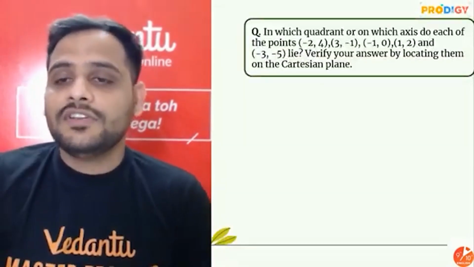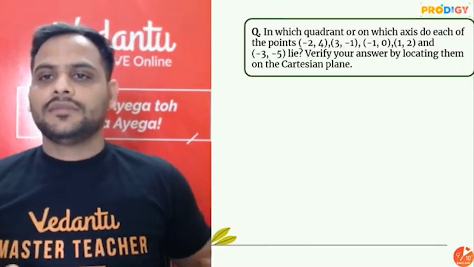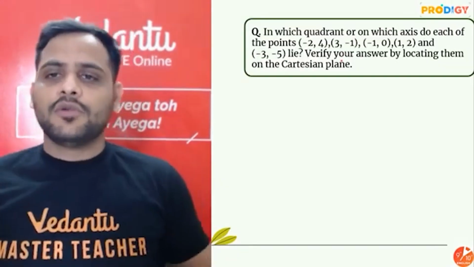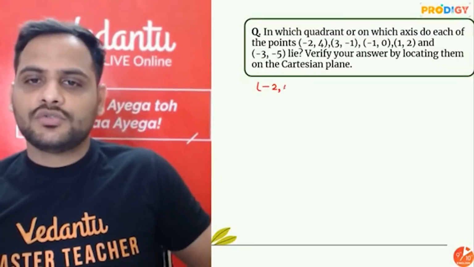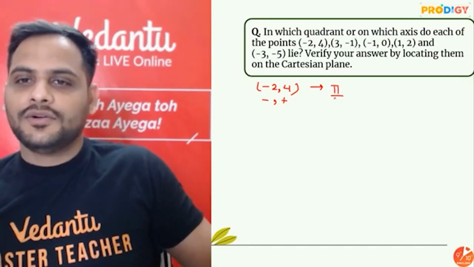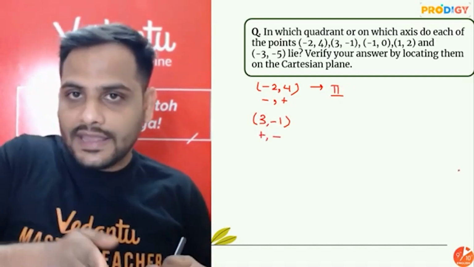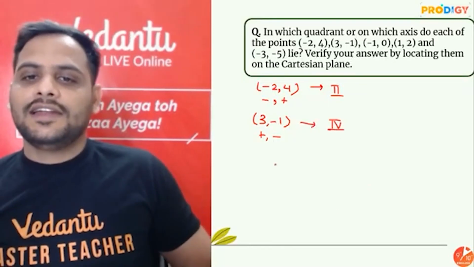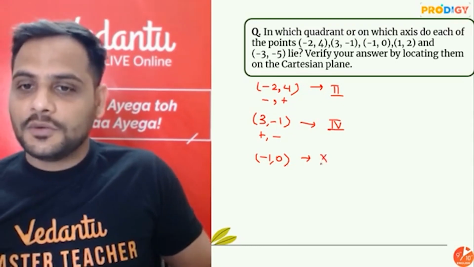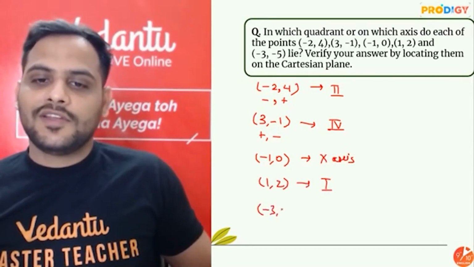ठीक है बेटा, next देखो, in which quadrant or on which axis do each of these points lie? Verify your answer by locating them on Cartesian plane. ठीक है, so we just have to plot these points on the graph. ठीक है, अच्छा, without plotting them also where they are lying. So let's write quickly. -2, 4. X is negative, y is positive. Second quadrant, yes or no? Then we have 3, -1. X positive, y negative. This is fourth quadrant, right? -1, 0. X coordinate is there, y coordinate is 0. Y coordinate 0 means x-axis. 1, 2, both are positive. It is first quadrant. -3, -5, both are negative.